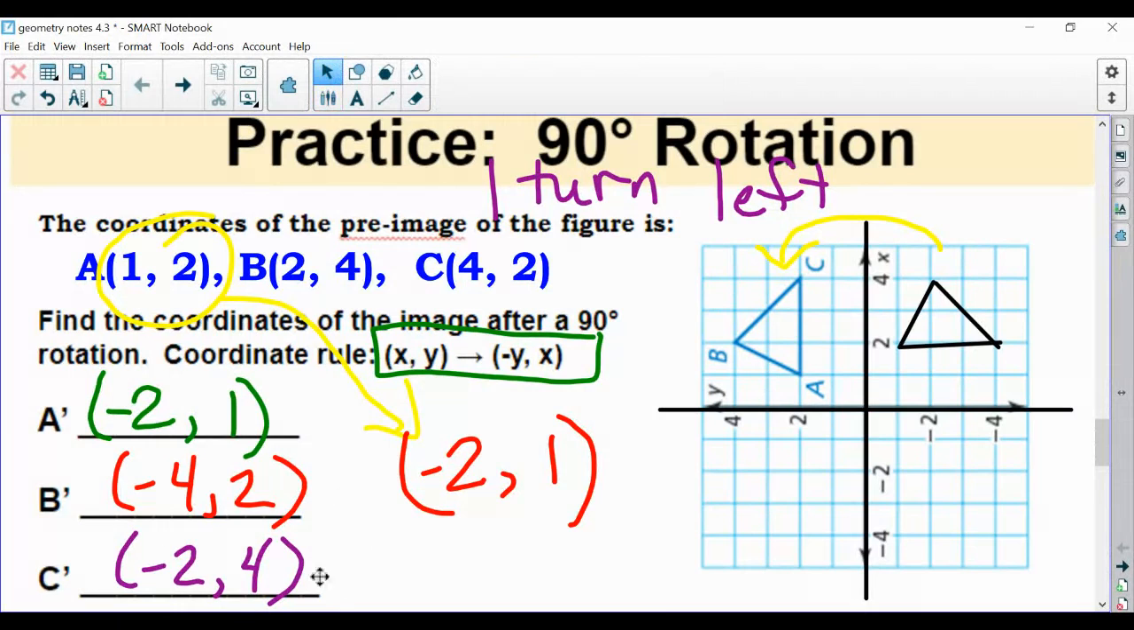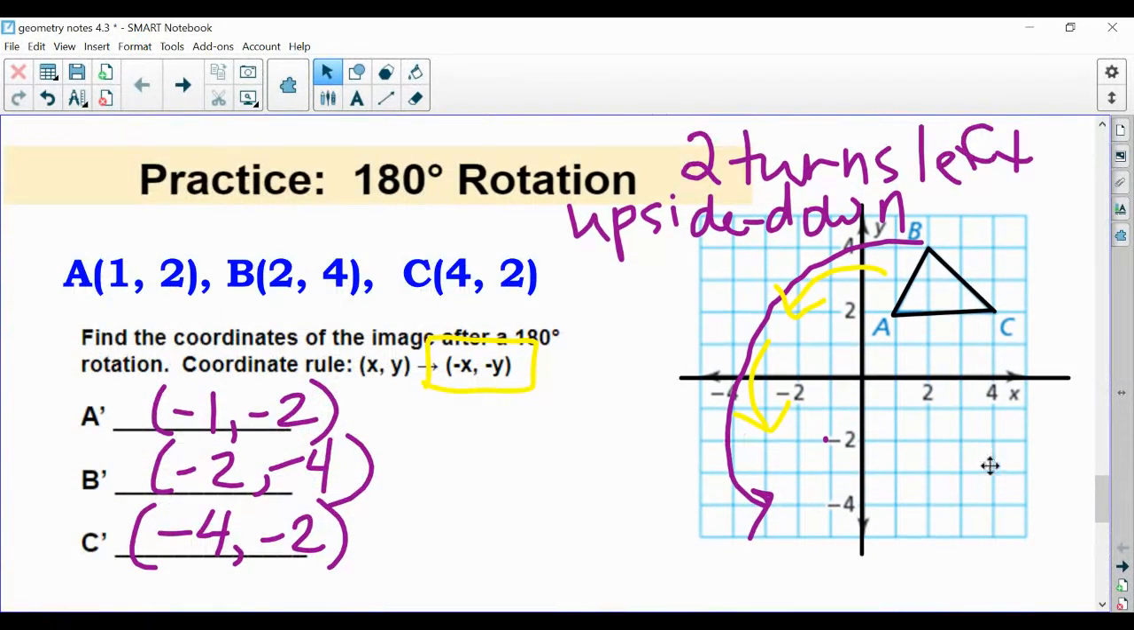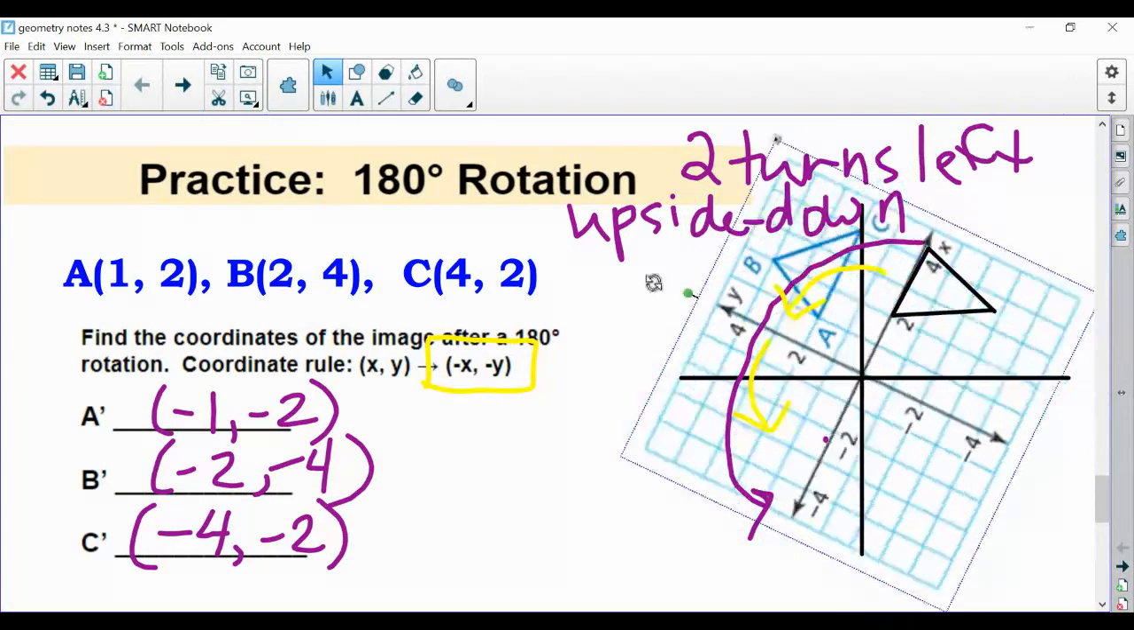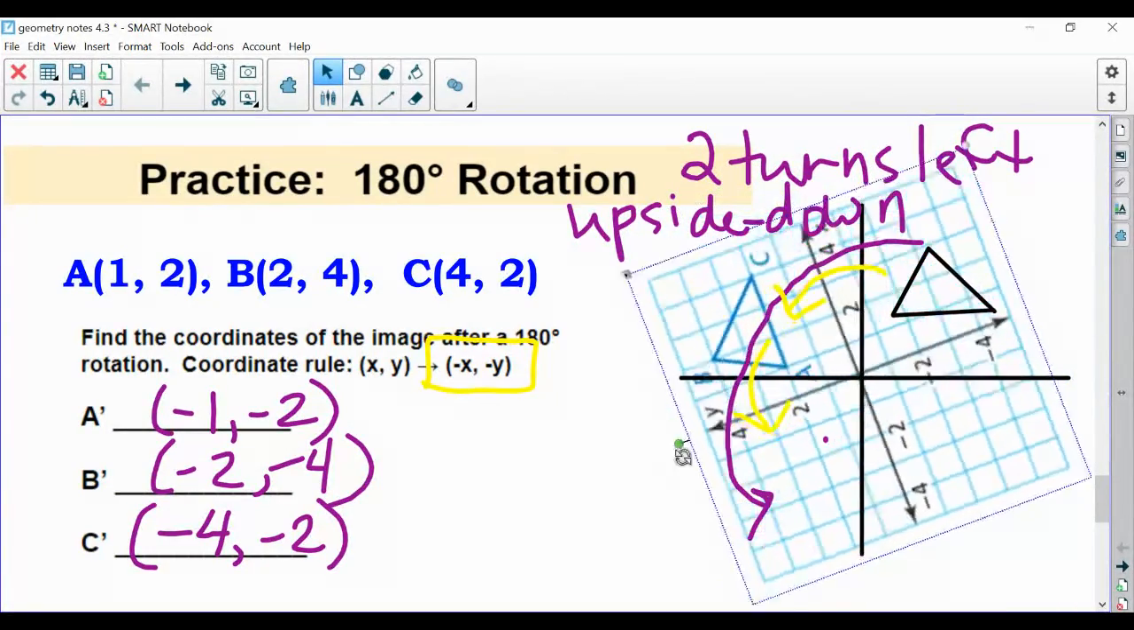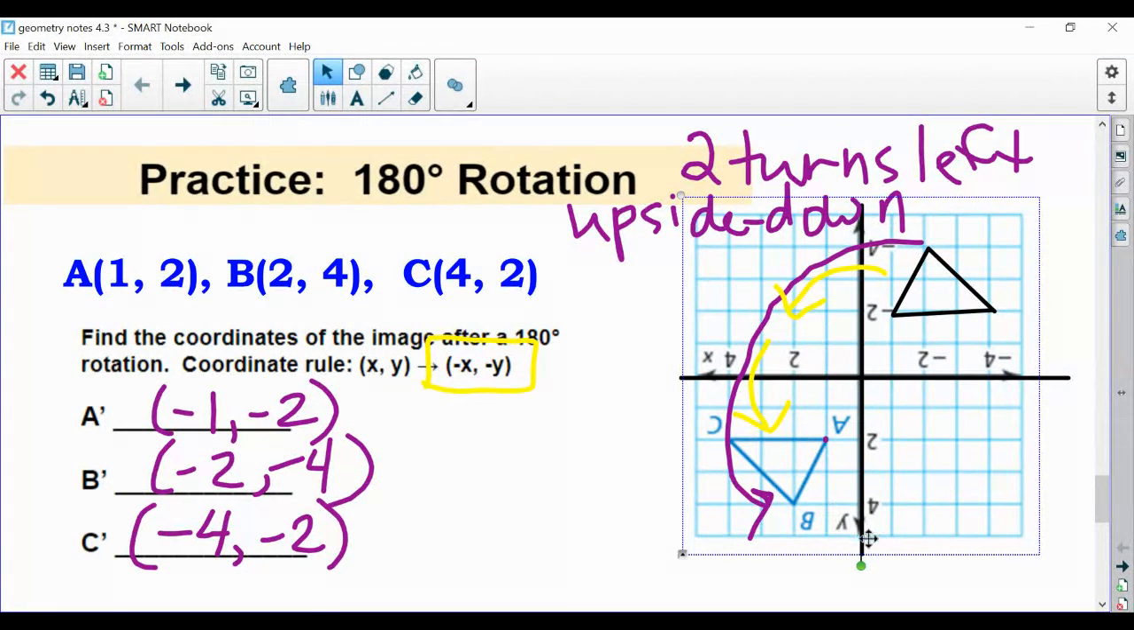Did the same thing with the other coordinates. For 180 degrees, your rotation is 2 turns to the left. First I go 90 plus another 90 is 180 degrees. My graph slid a little bit, okay? Or you can consider 180 degrees as turning it upside down, right?